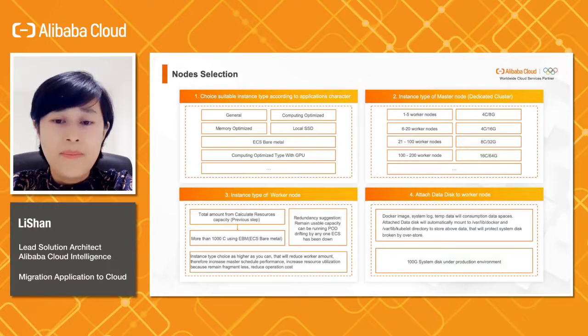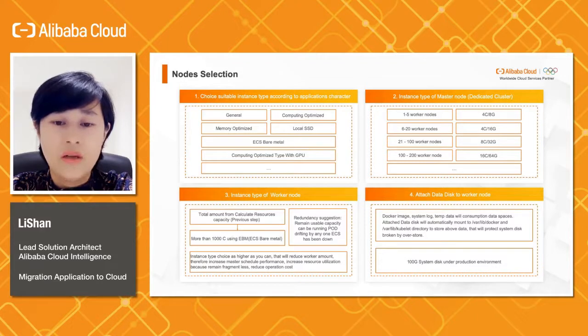Redundancy suggestion. The remaining usable capacity can run pods that drift from any ECS that has gone down. For example, if there are 10 pods running on an ECS, the redundancy instance is able to run those 10 pods in case the ECS goes down.